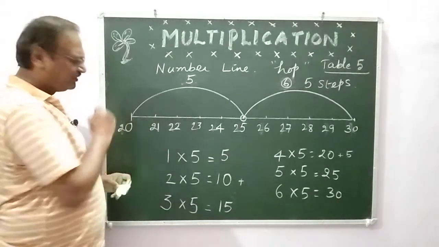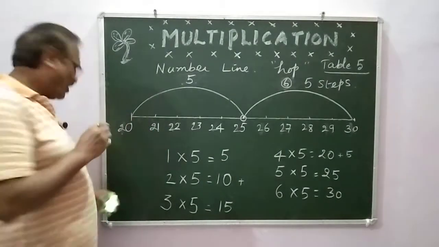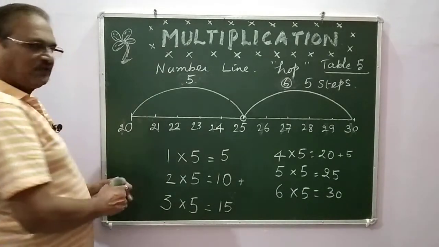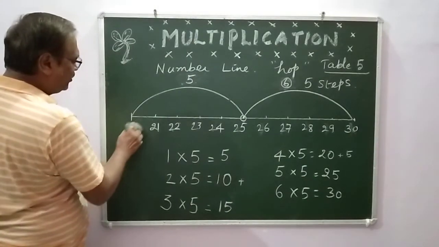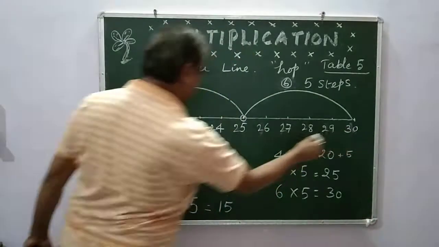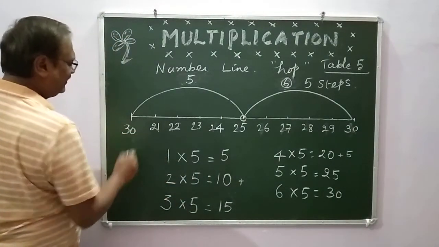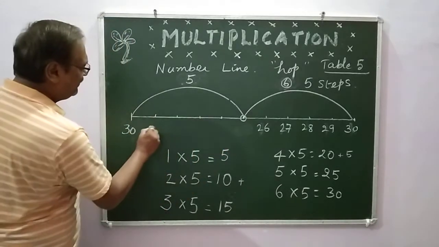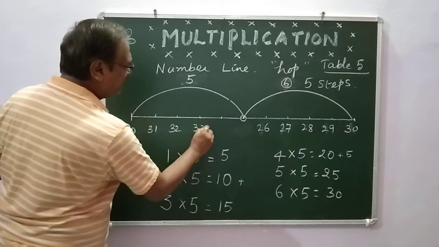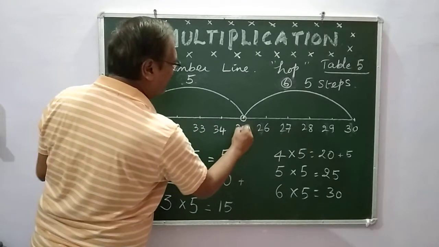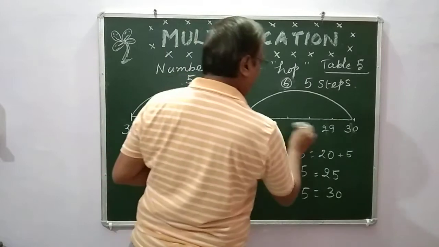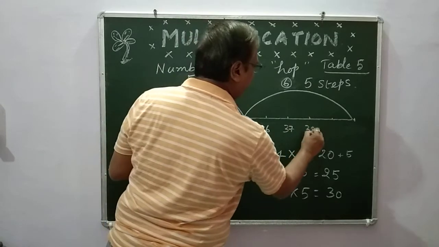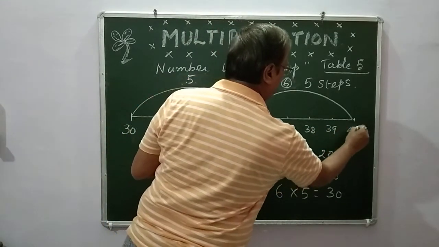Now what should come here? Think carefully. What number should come here? The bunny is going to sleep till you think. What number should come here? 30 is here. The 30 will come here. After 30, what is there? 31. Right. And 32, 33, 34, 35. And after 35, it is 36, 37, 38, 39 and 40.